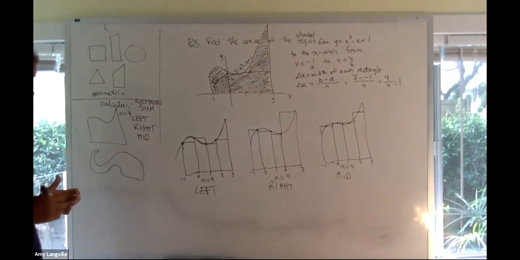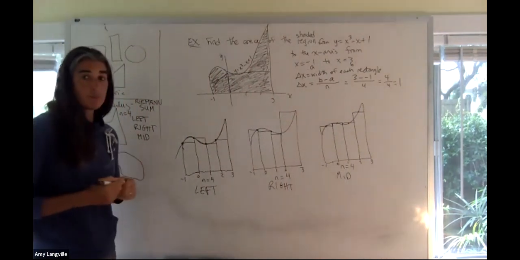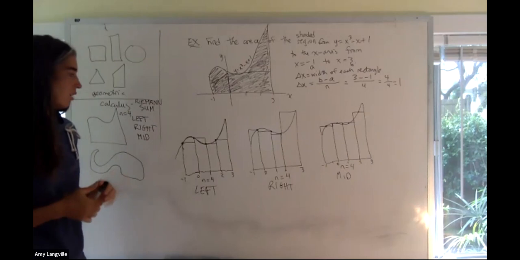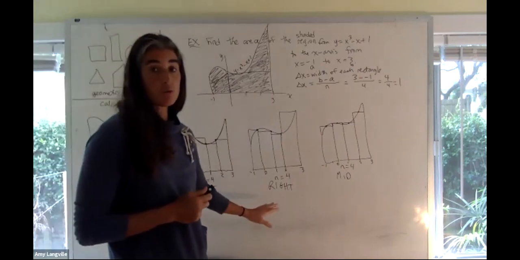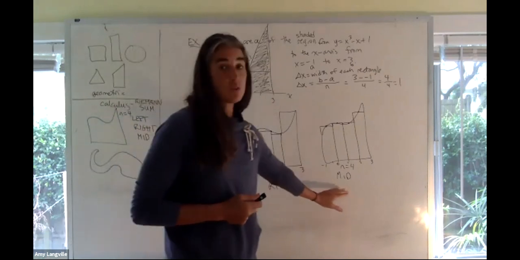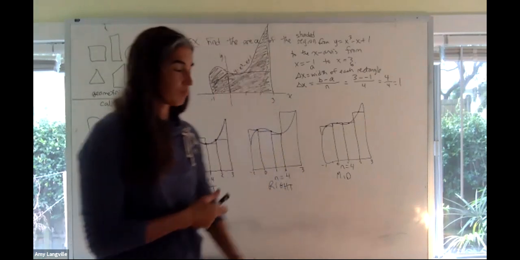And this is how we always do these 3 rules. These are the most common and the ones you need to know. The left, you always use your left endpoints for every interval. Right, always use your right endpoints. Mid, always use the midpoints to create the heights.